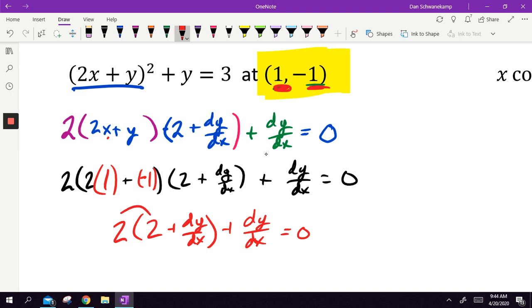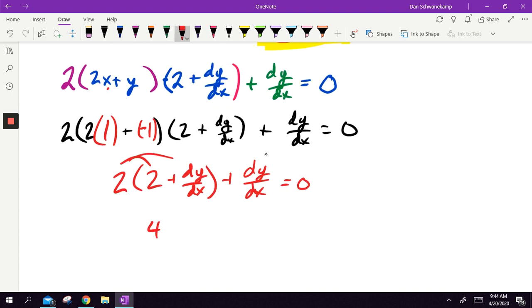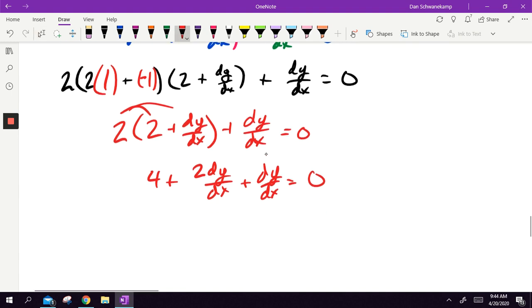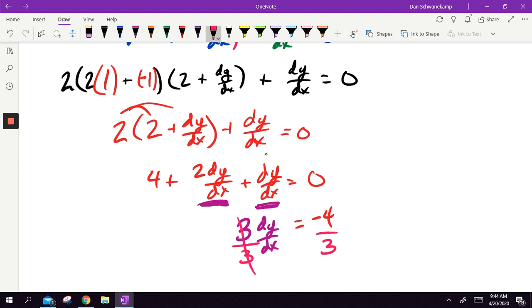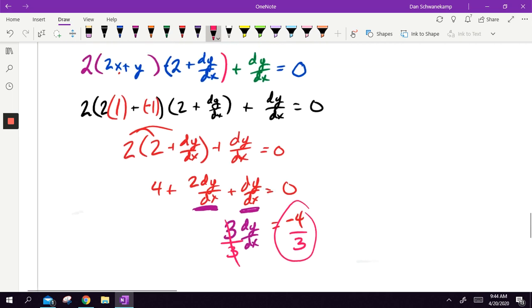I'm going to distribute. So 4 plus 2 dy over dx. I'm going to subtract 4. And what happens if I have 2 dy dx's plus another dy dx? You have 2 of them, you got another one. Guess what? You now have 3 dy dx's. So if I want to solve this thing, all I need to do to finish here is divide by 3. Boom, that's going to cancel. My answer is negative 4/3.